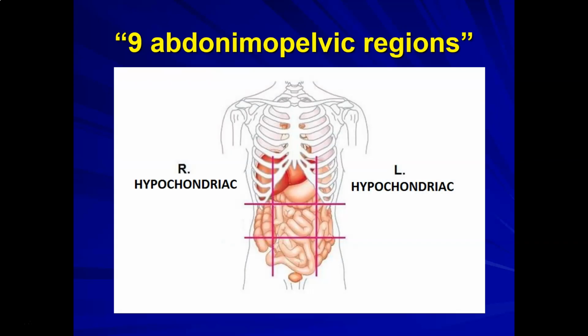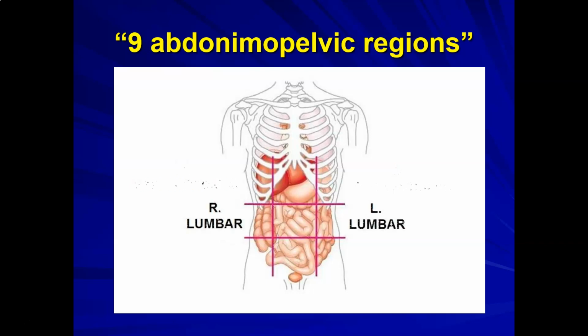Right and left, once again: patient left, stage left, diagram left. On the top we have the right hypochondriac and the left hypochondriac. And here we can see what organs or portions of organs can be found in each of those.